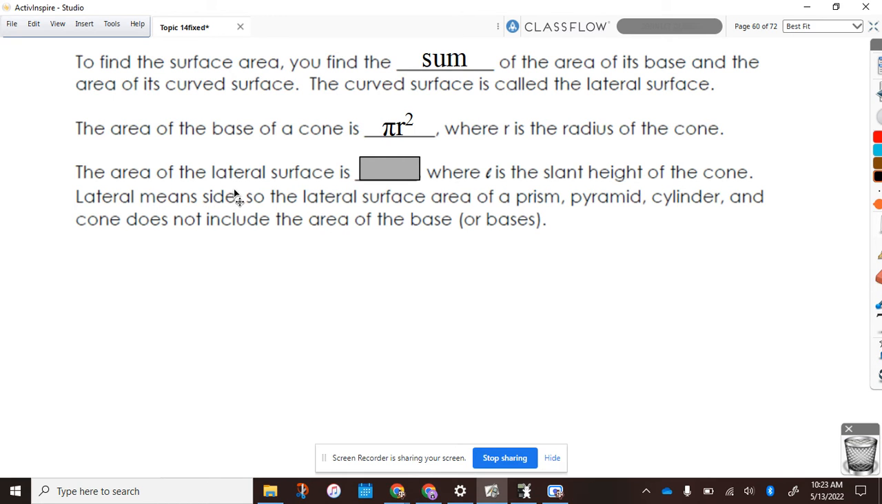The second part, the area of the curved lateral surface, is pi times r times L. L is your slant height. So we find the area of the circular base, and then we find the area of the curved part that has the point on top. We add those together, and that is your total surface area.